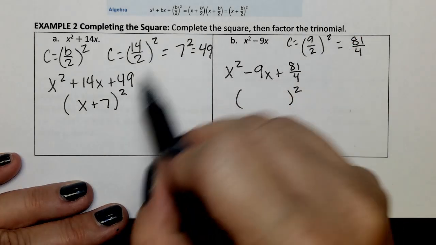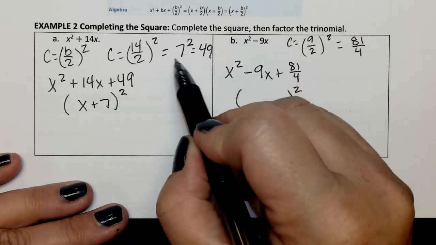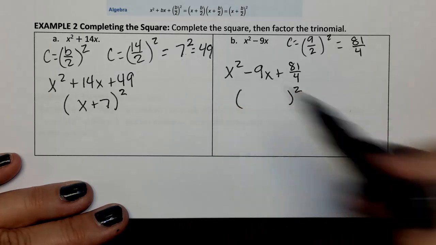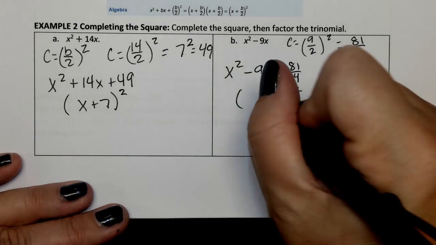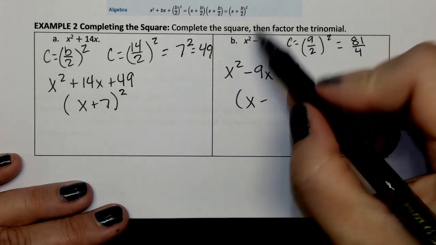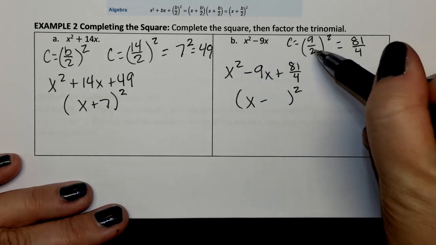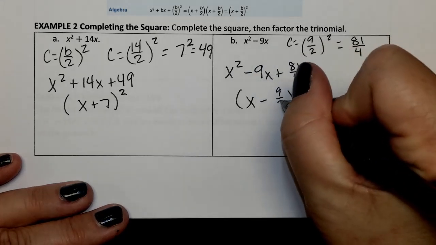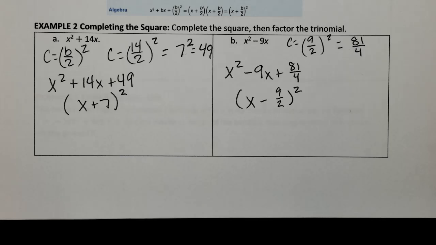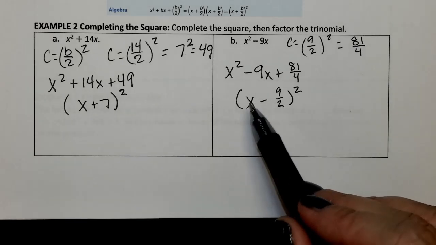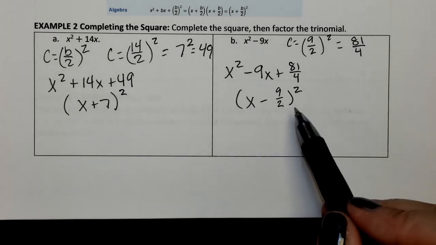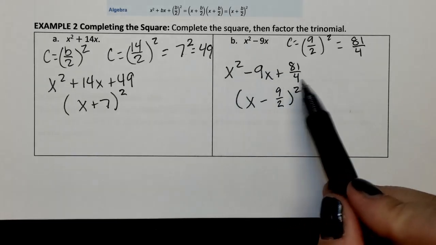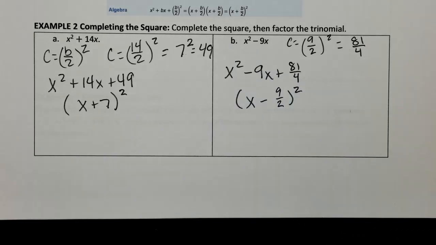So remember how I pointed out how these are the same? So we know we need x minus, and then this is our term for that. Because now if you set this up and did x minus 9 halves times x minus 9 halves, you would get that trinomial. All right, so this is kind of like backwards FOIL, backwards box method, but for perfect squares. All right, we're going to move on to example 3.